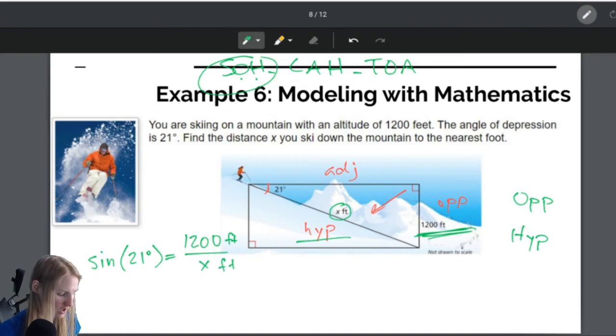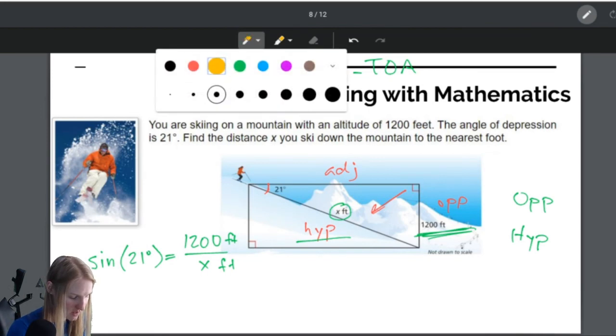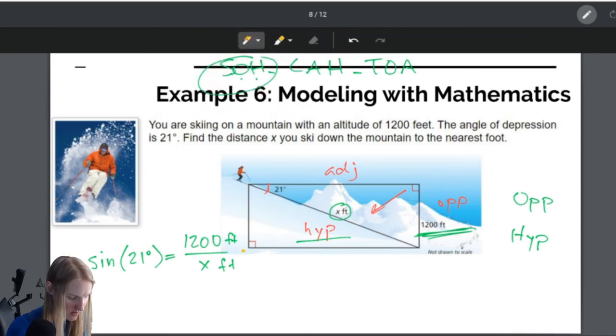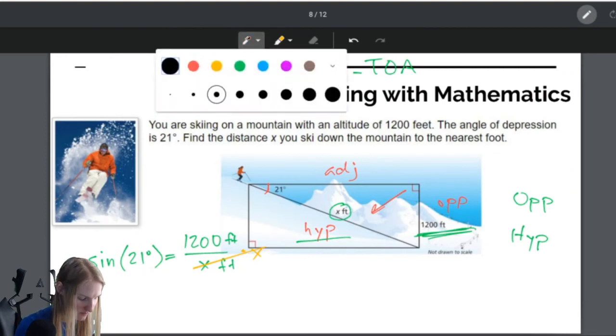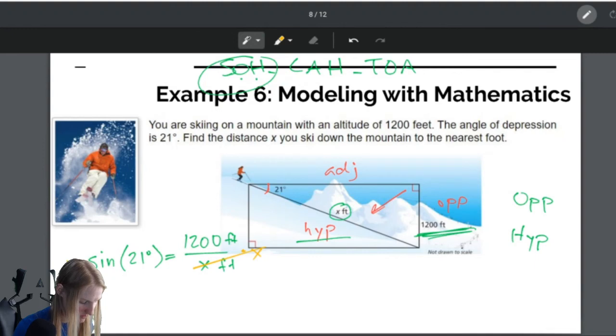Okay. Alright, so to solve for this is like what we did with tangent on Thursday or Friday. Gonna multiply by x on both sides to get that out of here. x feet. Same thing. Oh wait, well, let's rewrite this. So now I have x times sine of 21 degrees equals 1200 feet.